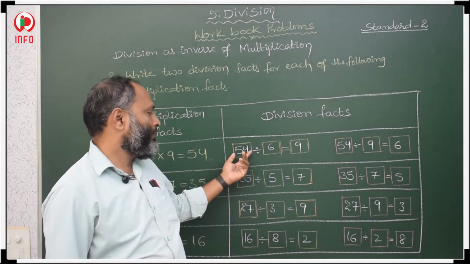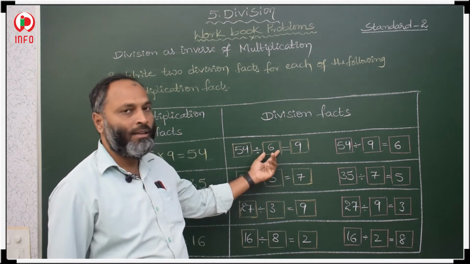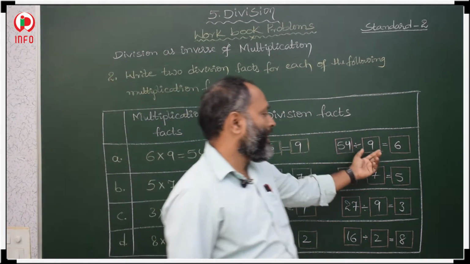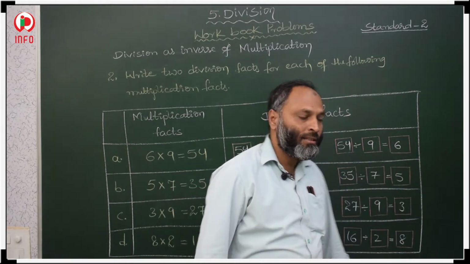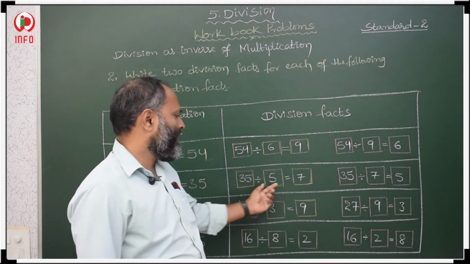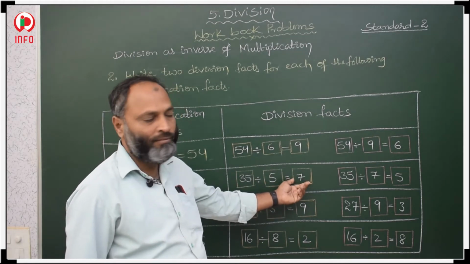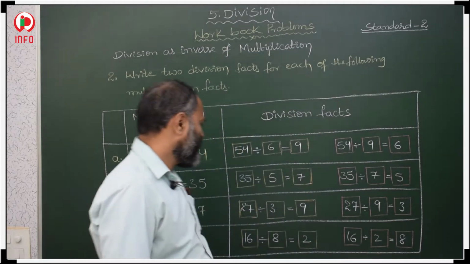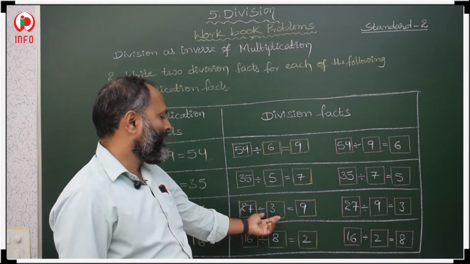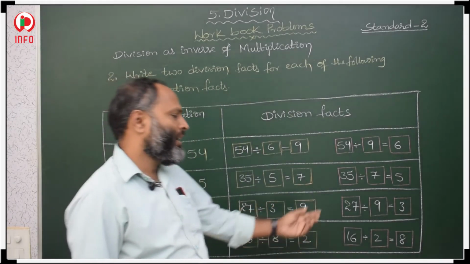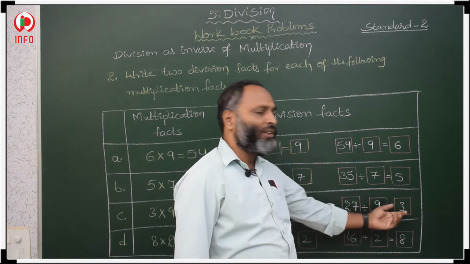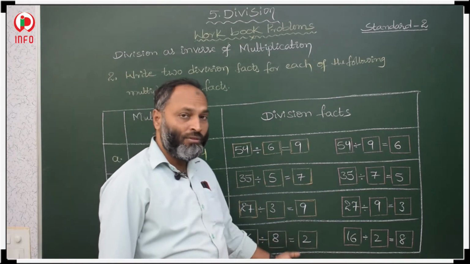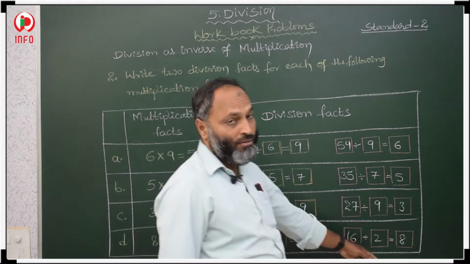It means if 54 is divided by 6, then we will get 9. If 54 is divided by 9, then we will get 6. In the same way, 35 divided by 5, then you will get 7. If 35 divided by 7, then you will get 5. If 27 is divided by 3, then you will get 9. 27 divided by 9, then you will get 3. 16 divided by 8, then you will get 2. If 16 divided by 2, then you will get 8.